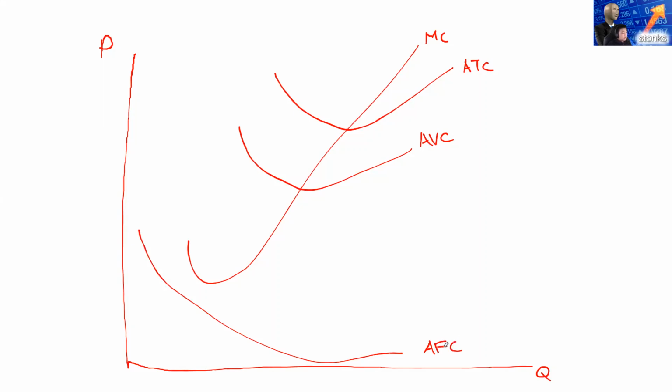Whenever you're drawing graphs, you only have to draw these three. You don't have to draw AFC because we're never going to get tested on it since it's only going to decrease no matter what. Does anybody have any questions on this?